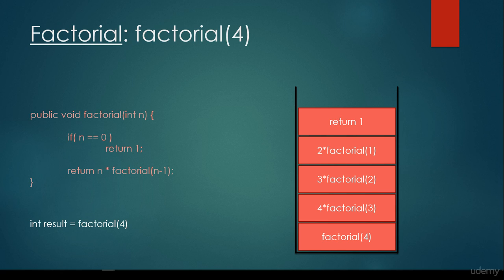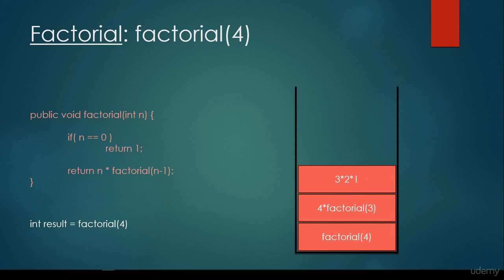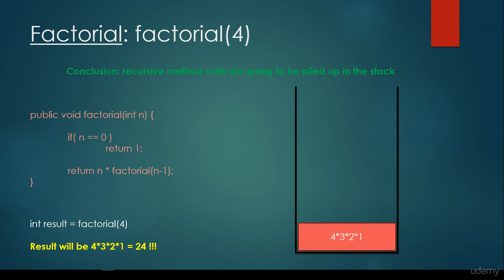And basically, from now on, we are going to backtrack. We are going to replace the sub-solutions into the method calls, and that's how we are able to calculate the factorial of 4. So we return 1, and then we substitute 1 here. 2 times 1 is 2. We substitute 2 times 1 here. We substitute 3 times 2 times 1 instead of the factorial of 3. And then we have the solution. So the result is 4 times 3 times 2 times 1, which is 24.